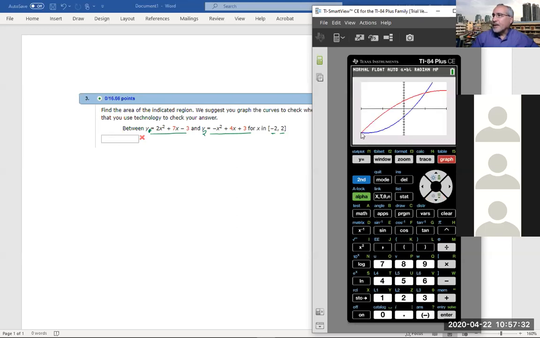Okay, so now we can see there's an intersection here, between 1 and 2, so we're going to switch. Notice the red curve, which is y2, is on top. The blue curve's on the bottom for this part, but then it switches. So we're actually going to need to use both of those functions.